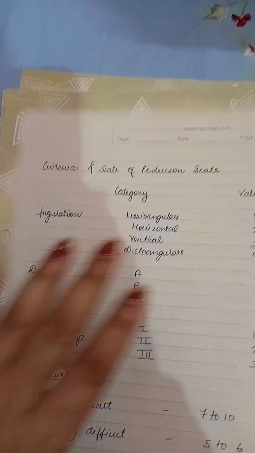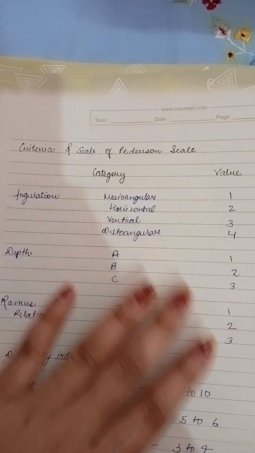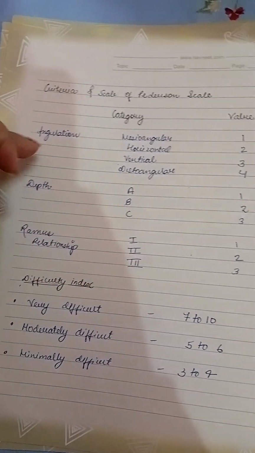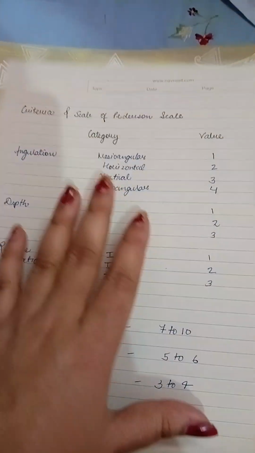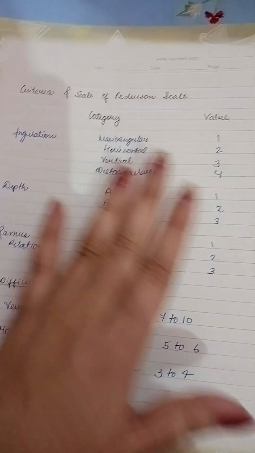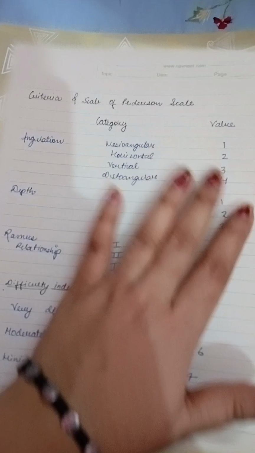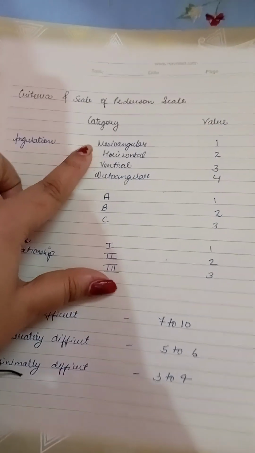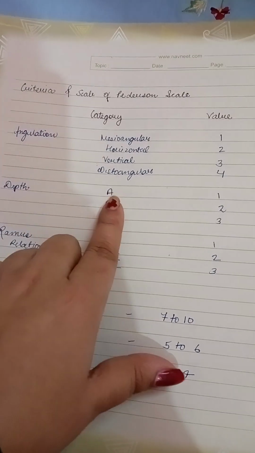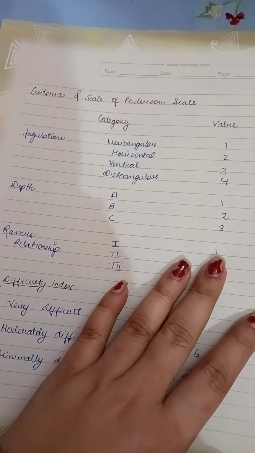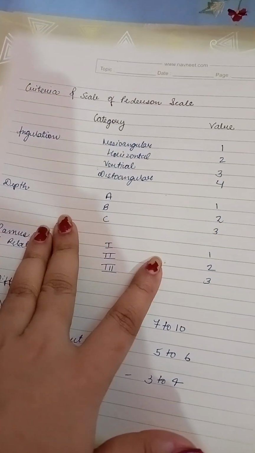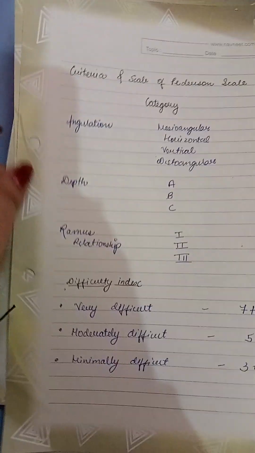Now coming to criteria and scale of the Pederson scale. He has taken angulation, depth, and ramus relationship. If it is mesioangular, then he has given 1, horizontal 2, vertical 3, and distoangular 4. This is the difficulty index. He has considered the mesioangular the easiest to extract and distoangular the most difficult to extract. Now depth is A, B, C, 1 to 3, and ramus relationship is 1 to 3. These two we have dealt with in the classification already; we have already learned that.